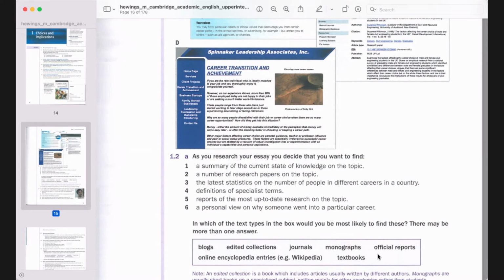Online encyclopedia entries, journals maybe, and official reports, and textbooks maybe. Not blogs, not edited collections, not monographs. Edited collections, by the way, what are these? Edited collection, what is it?